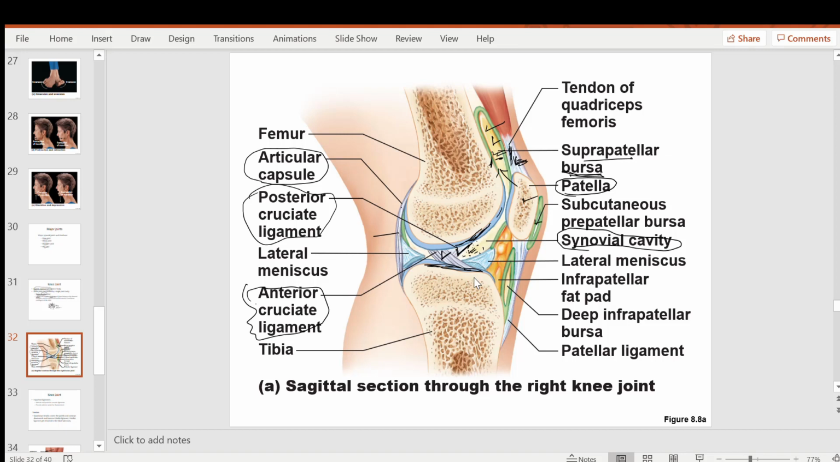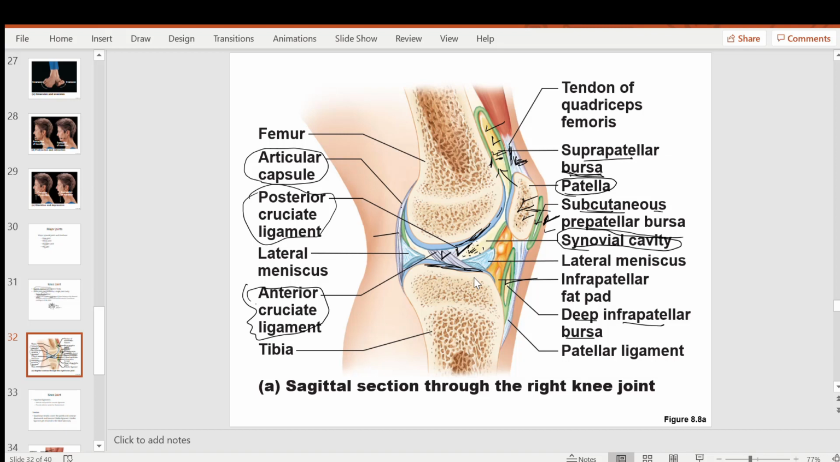This bursa is called subcutaneous. Why? Because under the skin, this is the skin here. So under the skin, that's why it is called subcutaneous. Prepatellar, before the patella. If you just see, it is under the skin, but before the patella. That's why it is called subcutaneous prepatellar bursa. So it reduces the friction between the skin and the patella. Okay. And then infrapatellar, below the patella, this is infrapatellar bursa.